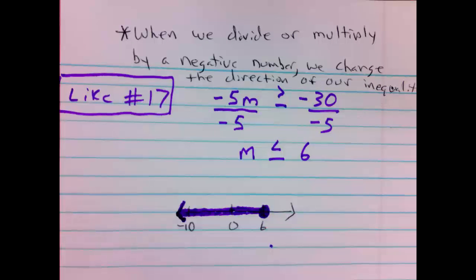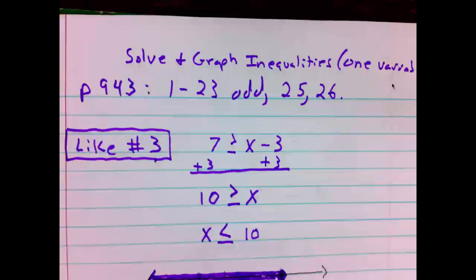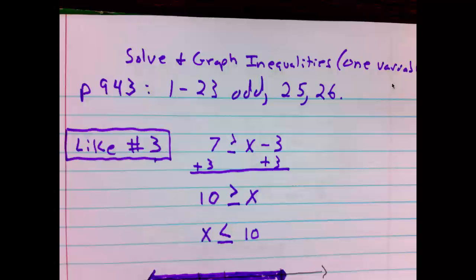With these examples, you should be able to complete the rest of our assignment, which is page 943, 1 through 23 odd, 25, and 26.